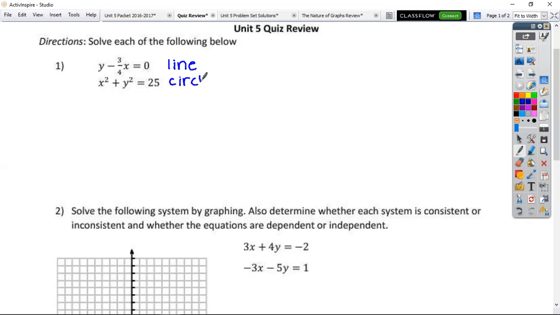Why does that matter? Well, that tells you how you're going to solve this. What's our strategy to solve a linear function with a circle? Substitution, very good. We're going to do substitution. You are always going to take the easier, simpler equation and plug it into the more complicated. But before doing that, I need to solve this one for y equals. So this would be y is equal to 3/4 x. And then what I'm going to do is I am going to place that right here.